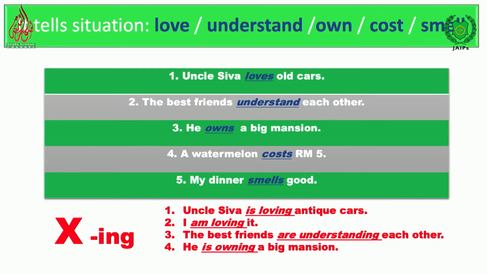And then number 4, the idea that a watermelon costs you RM5. And number 5, my dinner smells good. So all that are ideas. You cannot show it through physical actions. Okay? So there's one thing about stative verbs that you need to know.